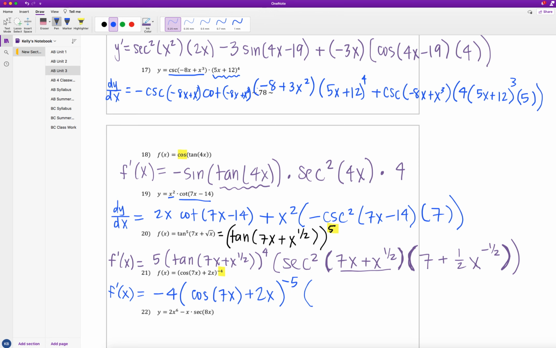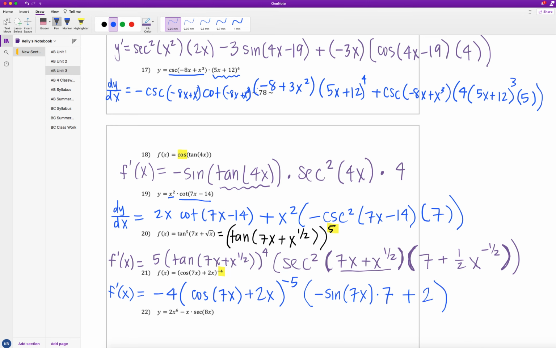I'm going to start with the derivative of cosine of 7x. Derivative of cosine is negative sine. Keep the inside the same, so the 7x stays the same, times the 7. And that 7 has to get multiplied right away since it's only part of the derivative of cosine of 7x. Now plus the derivative of 2x there, using the power rule, is just 2.